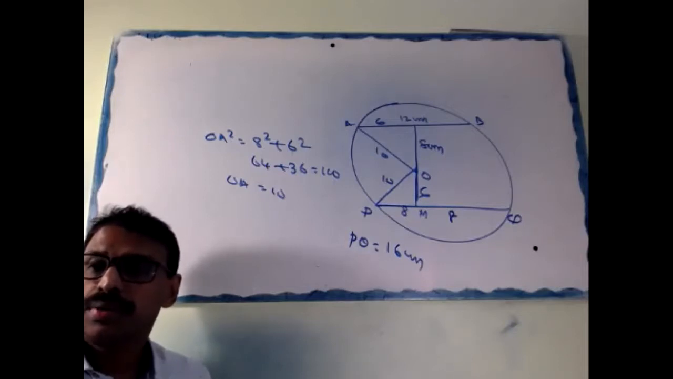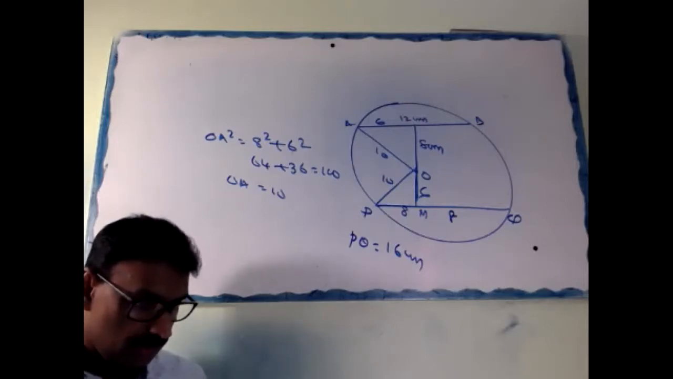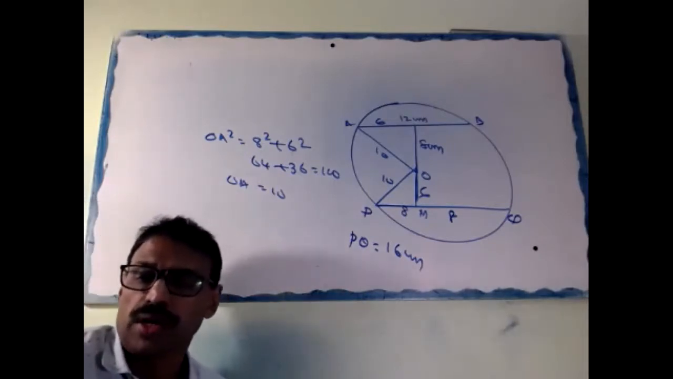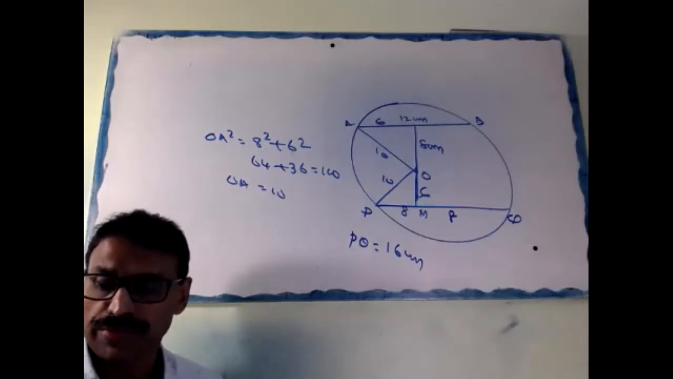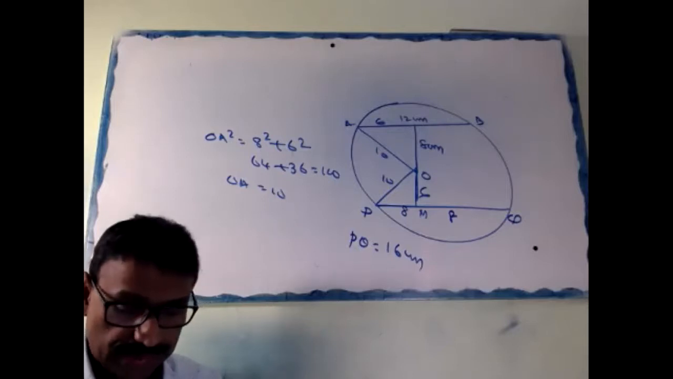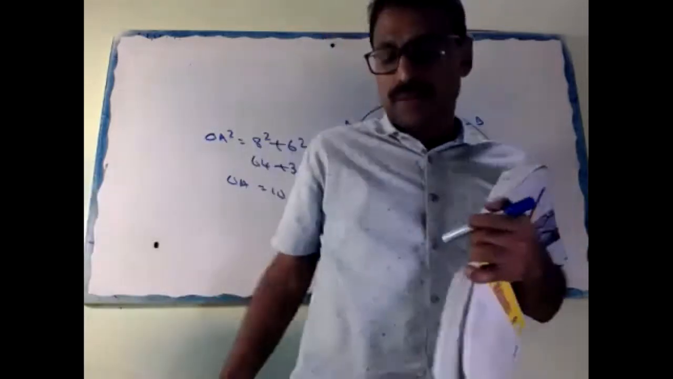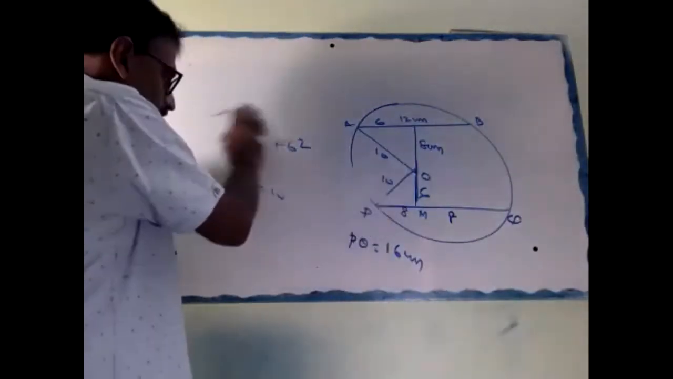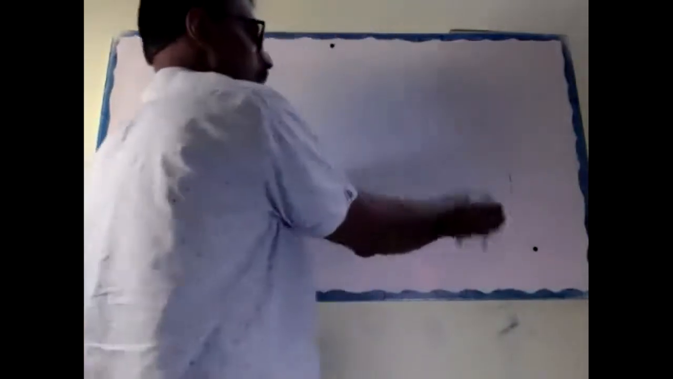Okay, so next, we'll try our next question. Write this theorem: equal chords of a circle are equidistant from the center. Proof is not required. Equal chords of a circle are equidistant from the center.